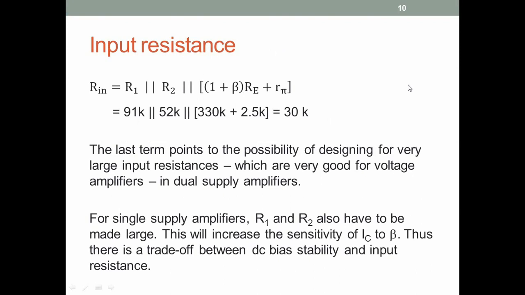Okay, so we say the input resistance of the emitter follower is R1 parallel R2 parallel (1 plus beta) Re plus R pi. So we put numbers here, we get 30 kilo ohms. Now the last term in this expression is important. Generally, as we already saw, (1 plus beta) Re is much larger than R pi. Why? Because beta is usually large, and Re and R pi are typically of the same order.